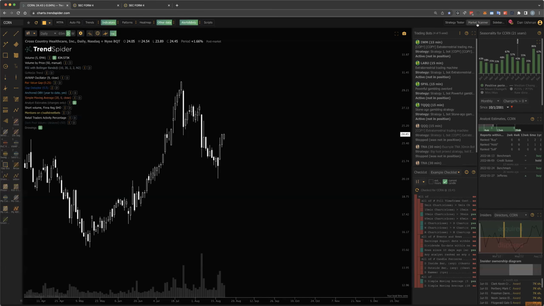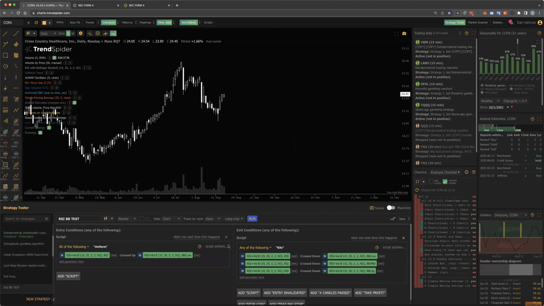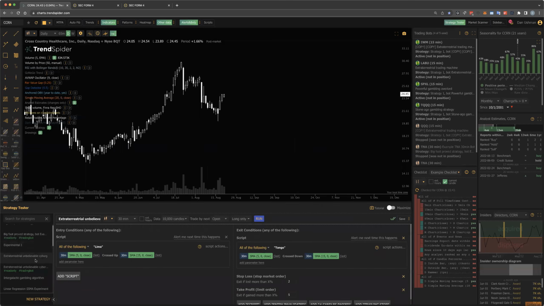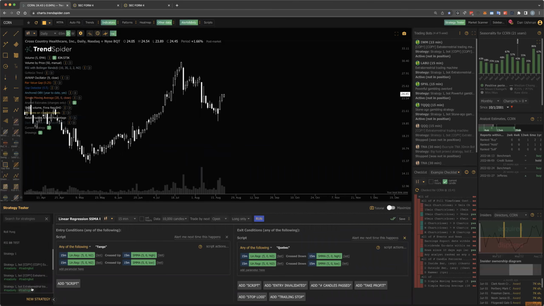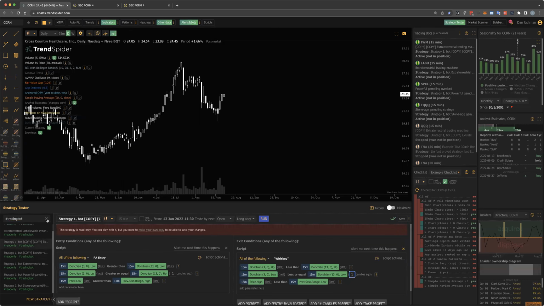And in the same way you can build scans and smart checklists, you can also test strategies. So this is where you can get into trading bots. Let me pick an example strategy. I'm just trying to find one that actually makes some sense. Here we go. Strategy 1. Good place to start.